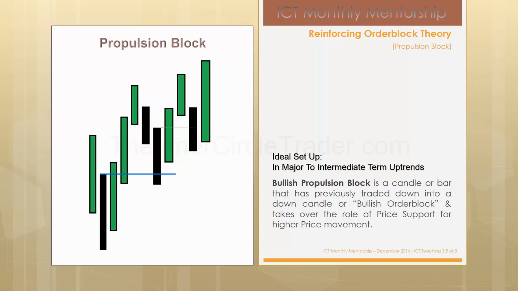It may go a pip or two below the high of that particular down candle, which we're naming as a propulsion block. The market will show a sudden and violent movement away from that down candle. That's a propulsion candle. Let's take a look at it in price action to get a better feel for what it looks like.